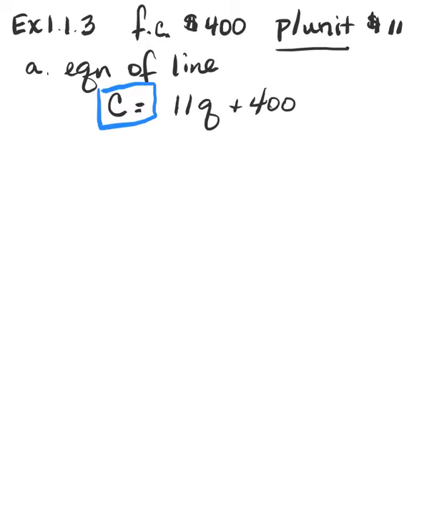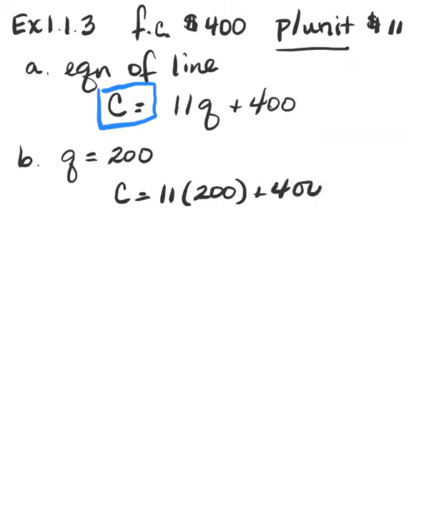And then B, if the quantity is 200, how much does it cost? Then you just plug that in. 11 times 200 plus 400. So nothing hard. 400 plus, don't ask me why I wrote this backwards, but that's okay. And I get $2,600.